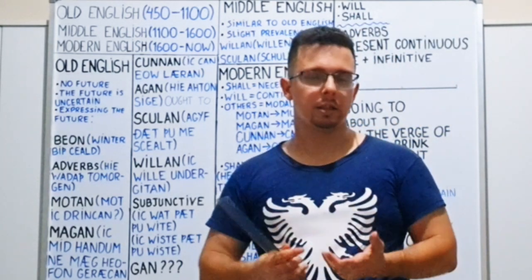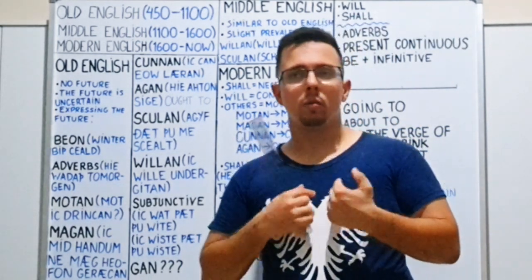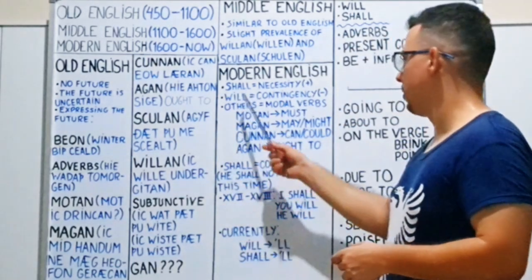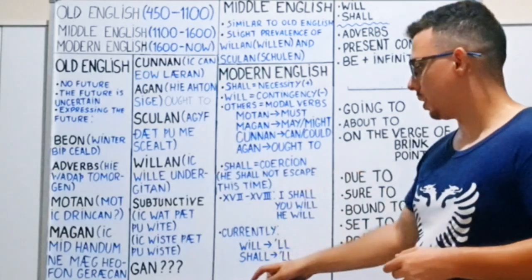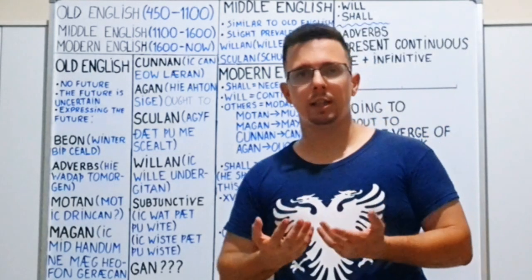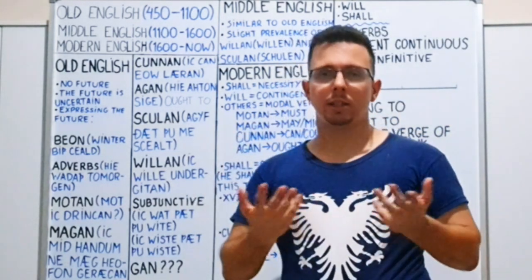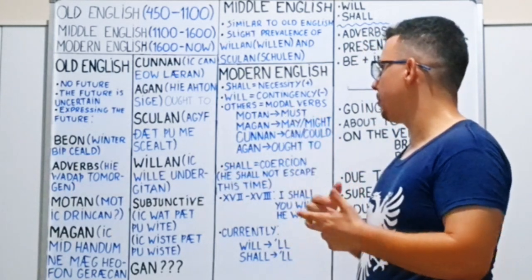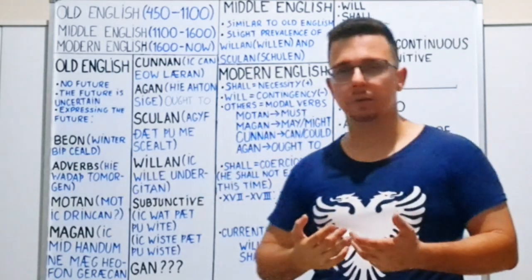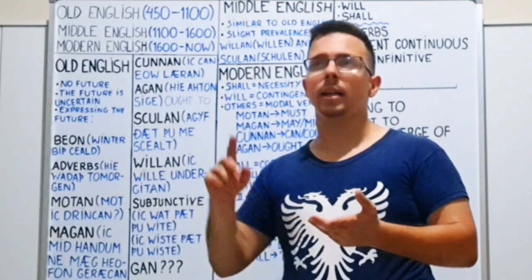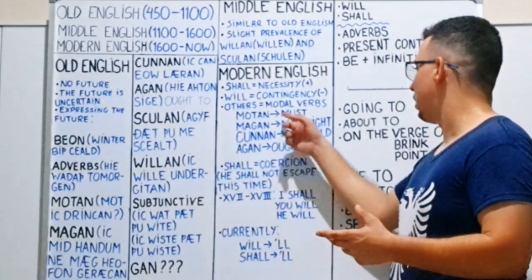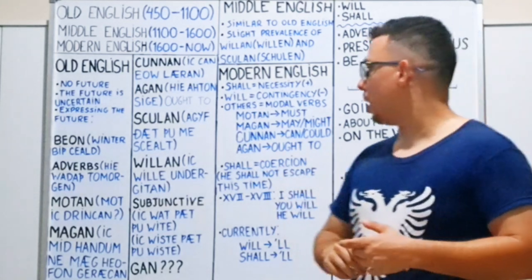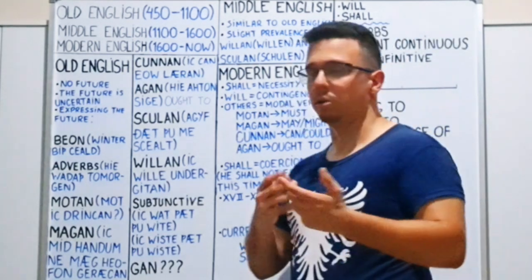It's not necessary that my will be done, right? And what happened to the other verbs? The other verbs, they became modal verbs. So if you know Modern English, and I'm sure you know Modern English if you have watched this video up until this point, you are probably familiar with this terminology, modal verbs. Verbs like can, could, may, might, what else? Must, ought to, etc. They are modal verbs.